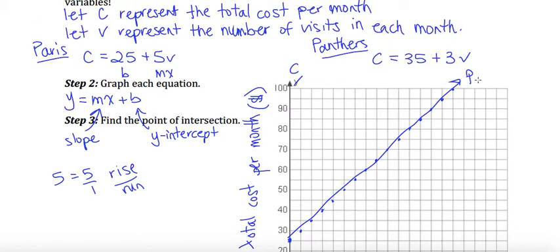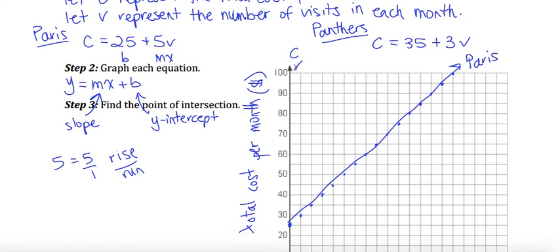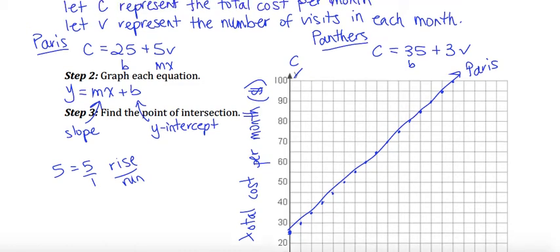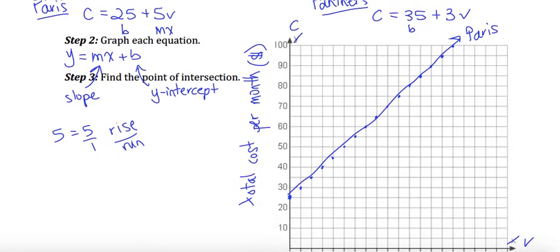So I'm going to label this. If you're doing it at home, you might use different colors for each graph. I only have access to a blue pen in this program that I'm using, so please bear with me for that. Okay, so the next thing I'm going to do is graph my equation for Panthers. So Panthers, I start with my y-intercept. So this is my b here. So 35. So I'm going to come up and plot a point at 35 right there.